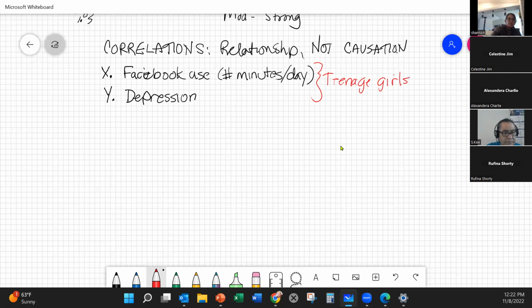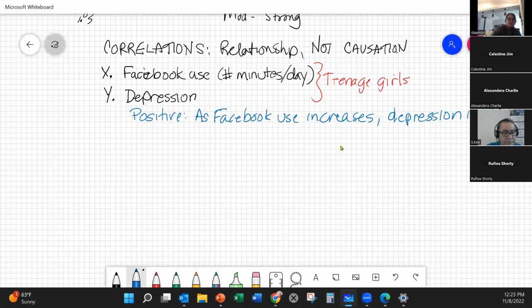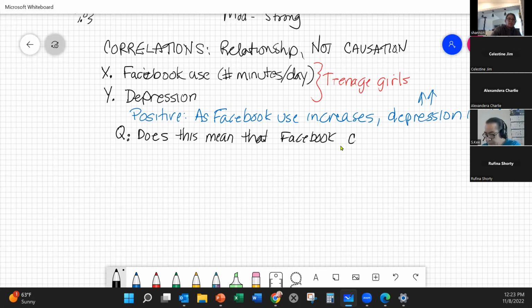And it suggests that the relationship is positive. That doesn't mean good, remember. It means that as Facebook use increases, depression increases. So they vary together. So my question is this. Does this mean definitively that Facebook causes depression?